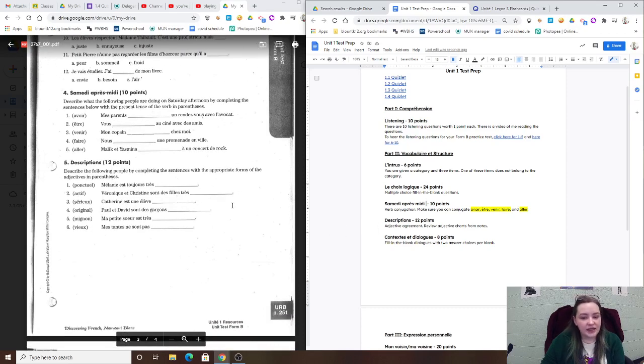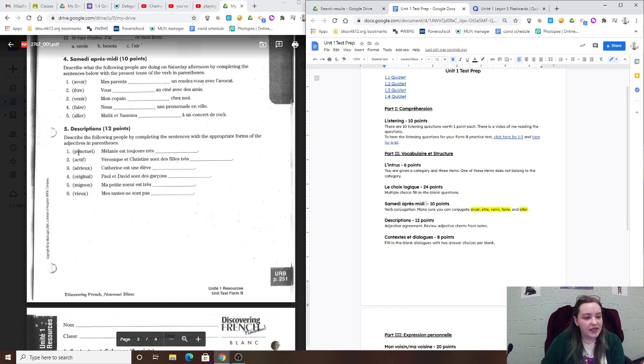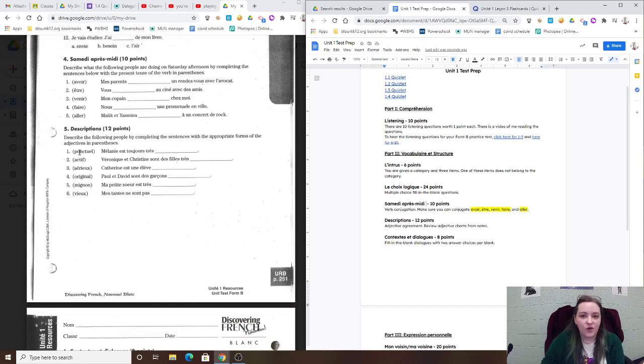Next, description. This is just adjective agreement. You had a whole quiz that was basically just this. So I'm giving you the adjective here. You need to look at the subject, what the adjective is describing, and make it agree.